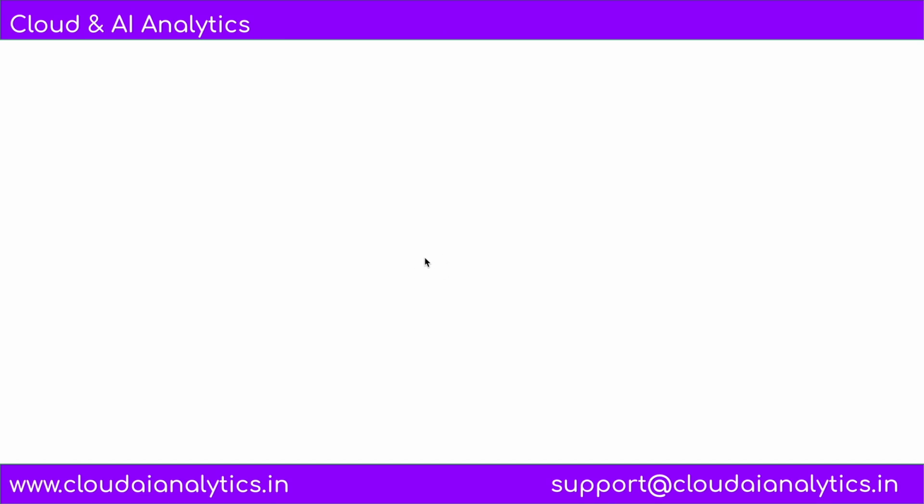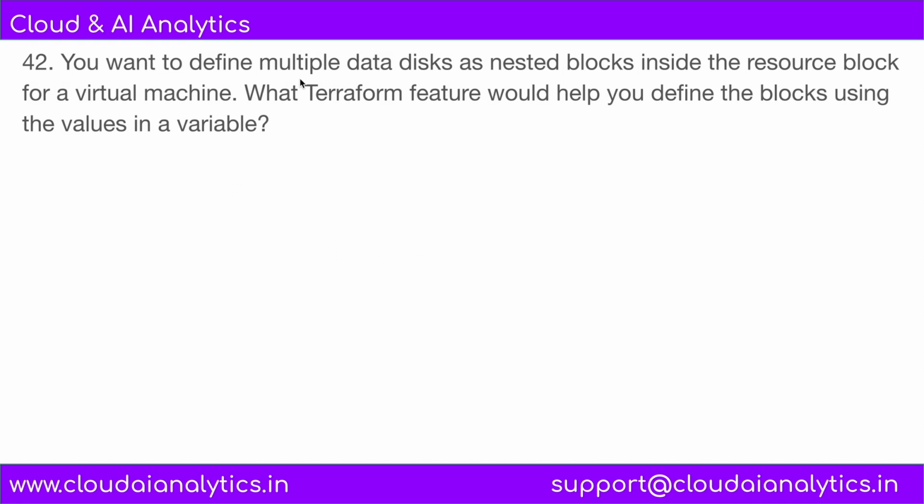So the first question of this video is: you want to define multiple data disks as nested blocks inside the resource block for a virtual machine. What Terraform feature would help you to define the blocks using the values in a variable? So basically you're trying to create a compute engine inside Google Cloud Platform, and inside that particular block you want to create multiple data disks as nested blocks. So which Terraform feature would help you to define those blocks using the values from the variables.tf file?